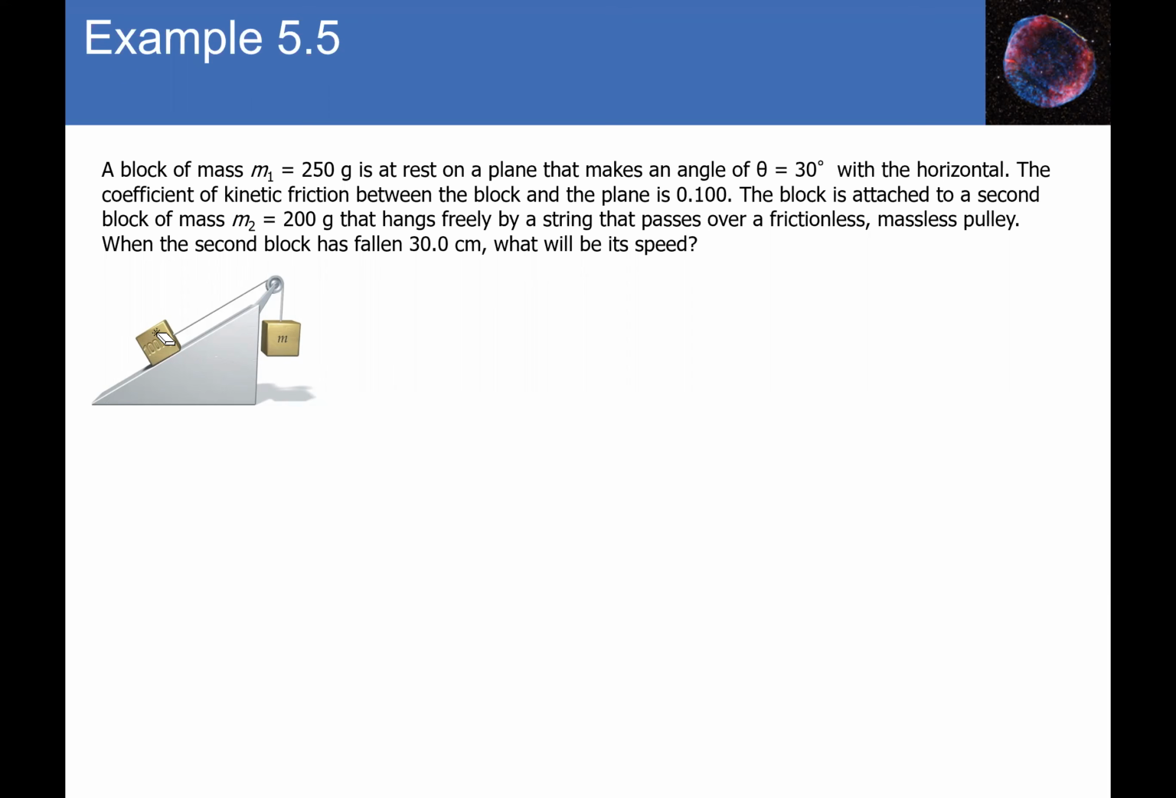Just ignore that part. So you have a mass M1, which is 250 gram, at rest on a plane that makes an angle of 30 degrees with the horizontal. The coefficient of kinetic friction between the block and the plane is 0.1. The block is attached to a second block of mass M2 equals 200 gram that hangs freely by a string that passes over a frictionless massless pulley. When the second block has fallen 30 centimeters, what will be its speed?